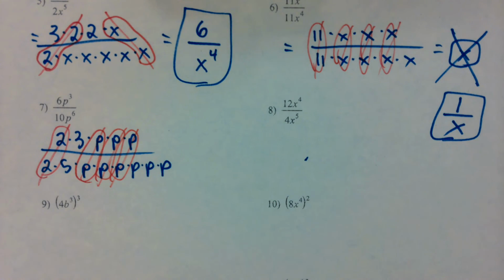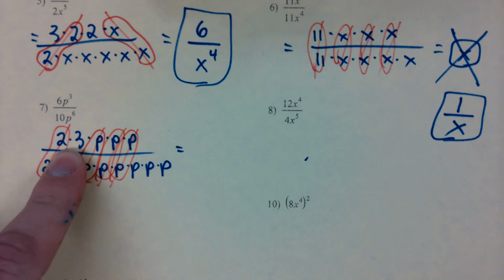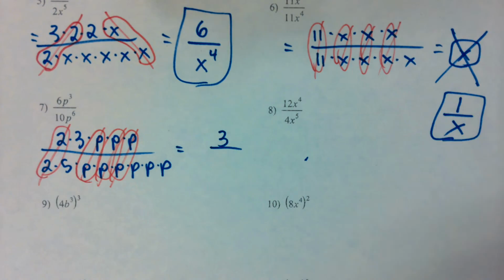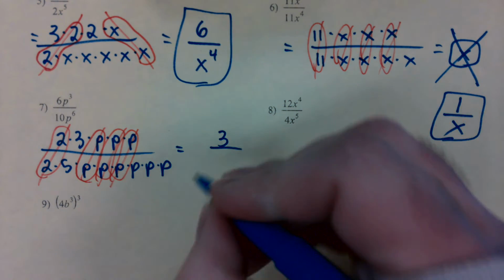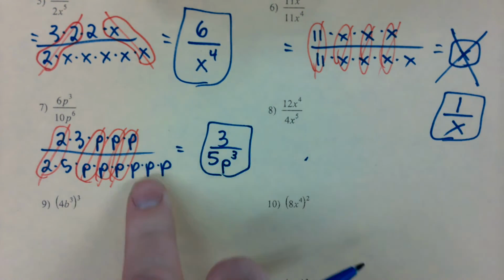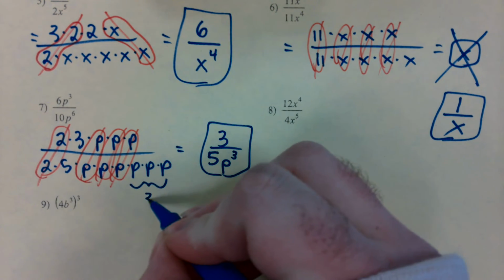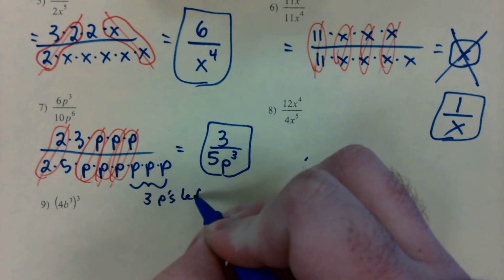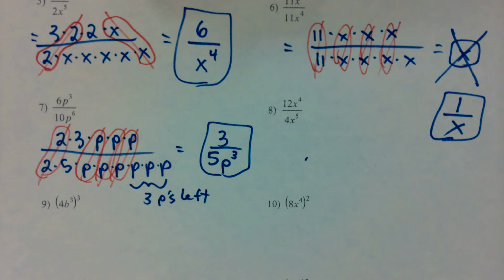So, all we're left with on the top is 3. And what's our denominator going to look like? 5 to the third power, or rather 5 and we've got 3 p's left on the bottom. So we'll condense that back down to p to the third.